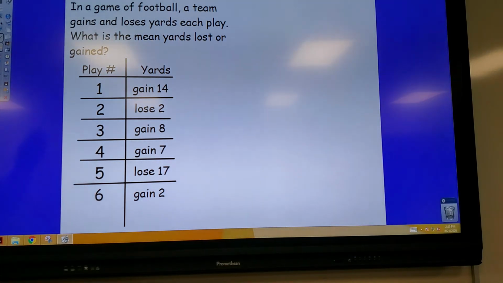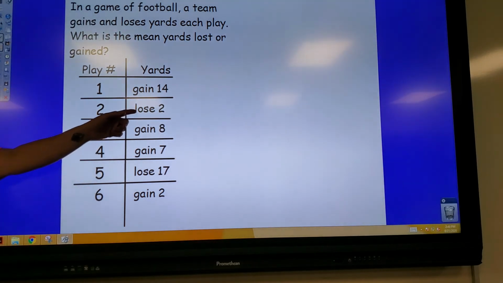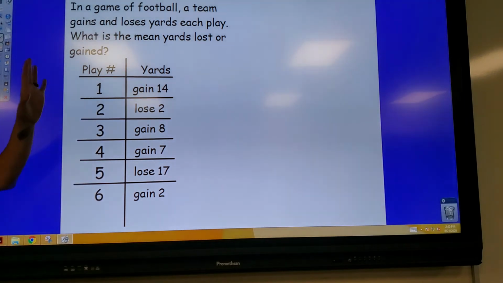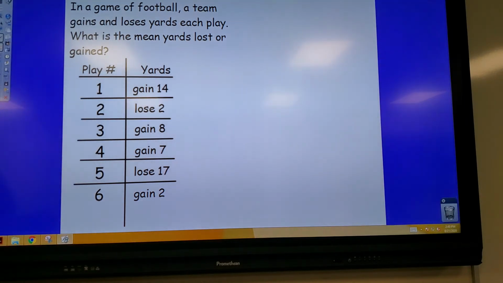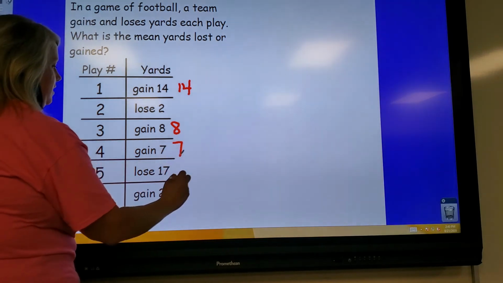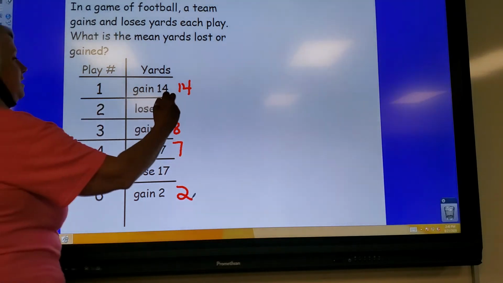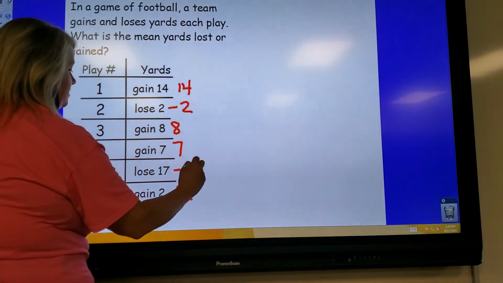This was a pretty easy lesson. So it says, in a game of football, a team gains and loses yards each play. What is the mean yards lost or gained? Okay, so you can see we have 6 plays, and they gain 14, lose 2, and so on. What do you think as far as integers, positive and negative numbers? Gain would probably be positive. So this would be a positive 14, positive 8, positive 7, positive 2. And a loss would be, if they lose 2, a negative 2. If they lose 17, a negative 17.